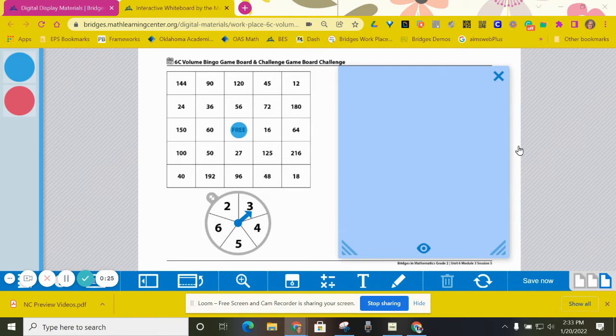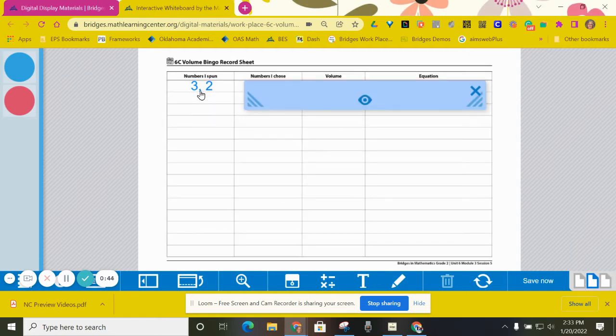So you're going to decide who's going to be player 1 and who's going to be player 2. Player 1 is going to spin twice and record the digits on your record sheet. So I've gone ahead and done that. I spun twice. I got a 3 the first time and a 2 the second time. So I came over to my record sheet here under numbers I spun and wrote the 3 and the 2.